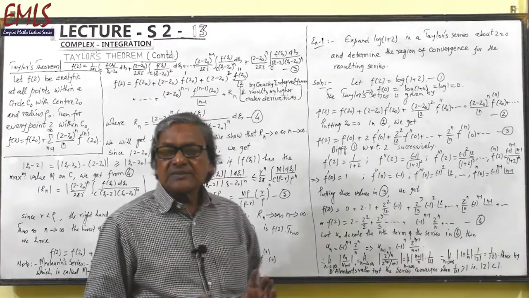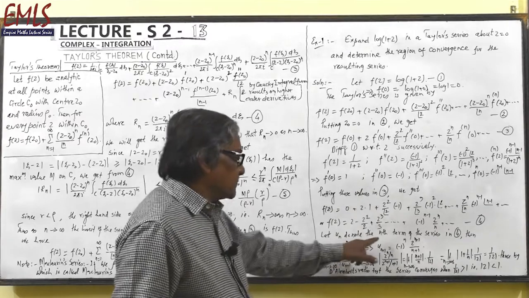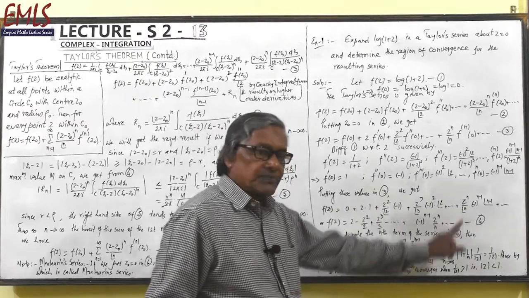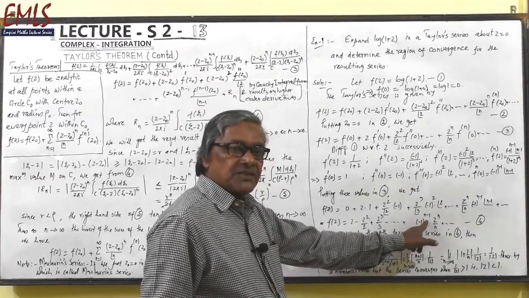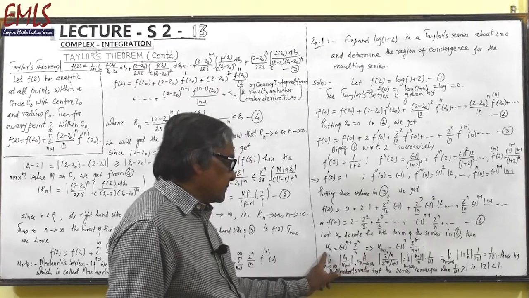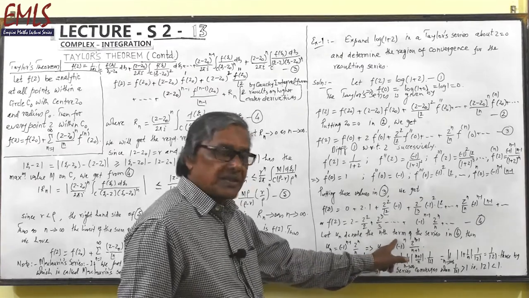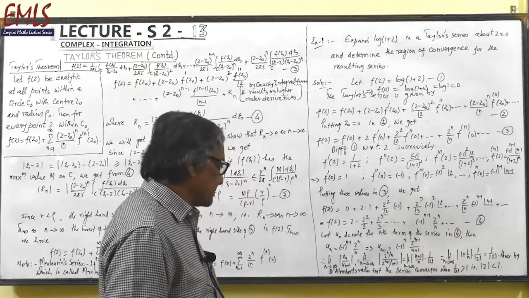Now we want to find the region of convergence of this series. Let un denote the nth term of the series in 4. Then un will be equal to minus 1 to the power n minus 1 z^n by n. This will imply u(n plus 1) equal to minus 1 to the power n z to the power n plus 1 by n plus 1.